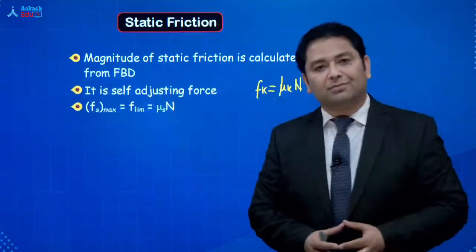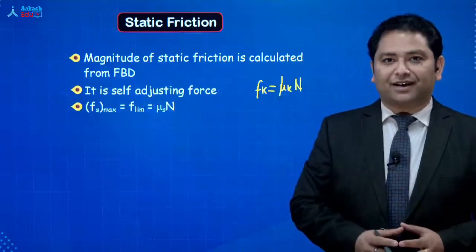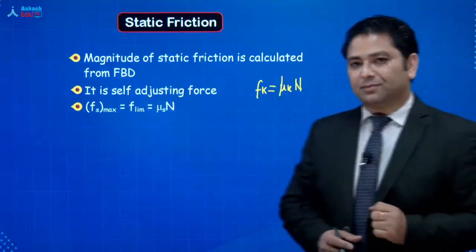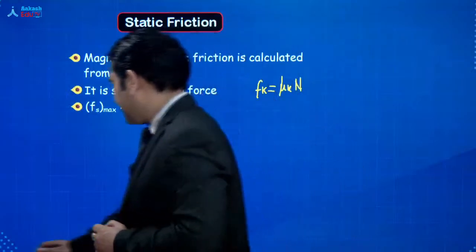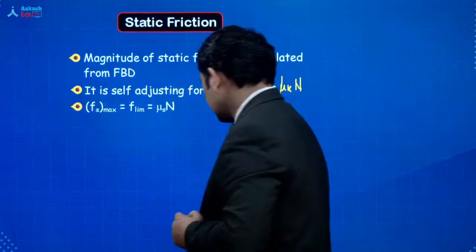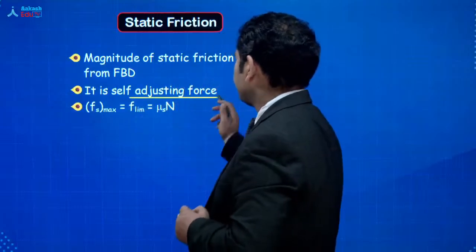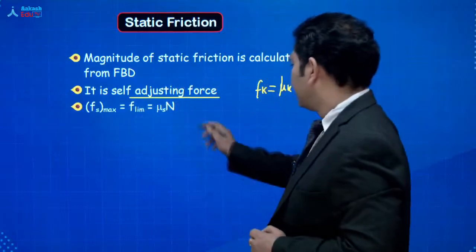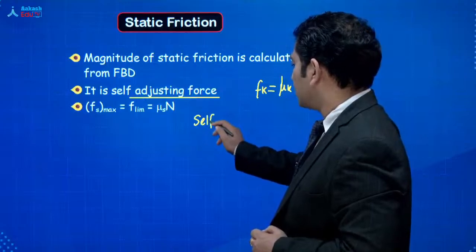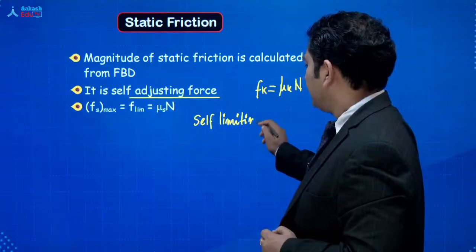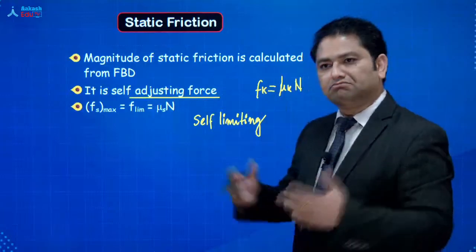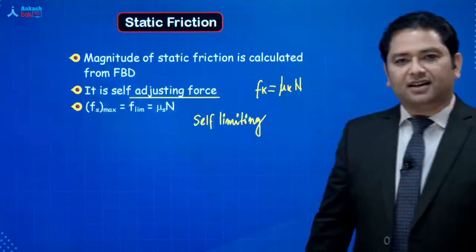We find it from the free body diagram. So that was the first point. Second point is that the static friction is a self-adjusting force. Or many times we also call it the self-limiting force. We also call it the self-limiting force, self-adjusting force. Both are the same thing.